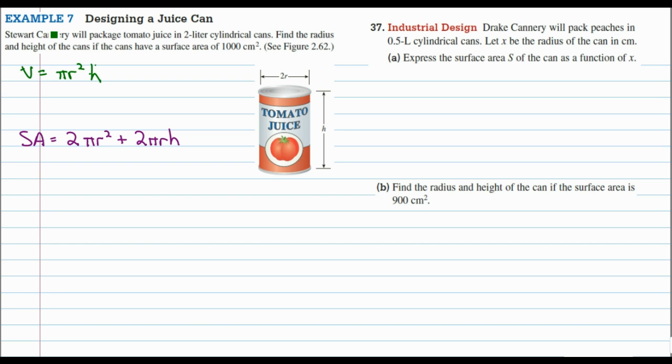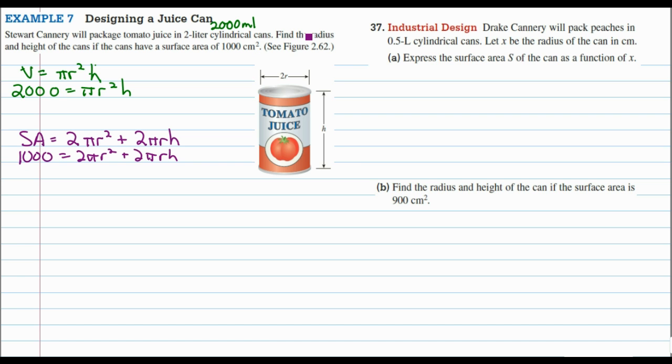Now the problem says that the Stewart Cannery will package tomato juice in a 2-liter cylindrical can. So the volume is in liters, but the surface area is in centimeters squared. So I'm going to change liters into milliliters because milliliters and centimeters cubed are the same. We'd be using the same basic unit. So 2 liters is 2,000 milliliters. So I'm going to put 2,000 in for volume, and then the surface area is 1,000.